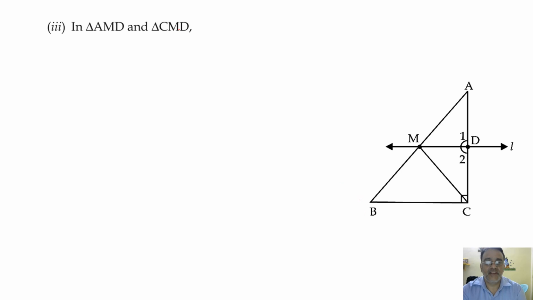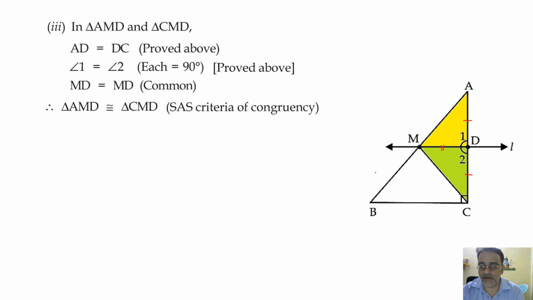Next, third one. Now we are going to prove these two triangles congruent. Which ones? These two, yellow and green, AMD and CMD. Look carefully, these two sides are equal. Why? Proved above. Right. D is the midpoint. And angle 1 is equal to angle 2, each 90 degrees. And MD is common. So these two triangles are congruent by which criteria? SAS. Right. So they are congruent by SAS.